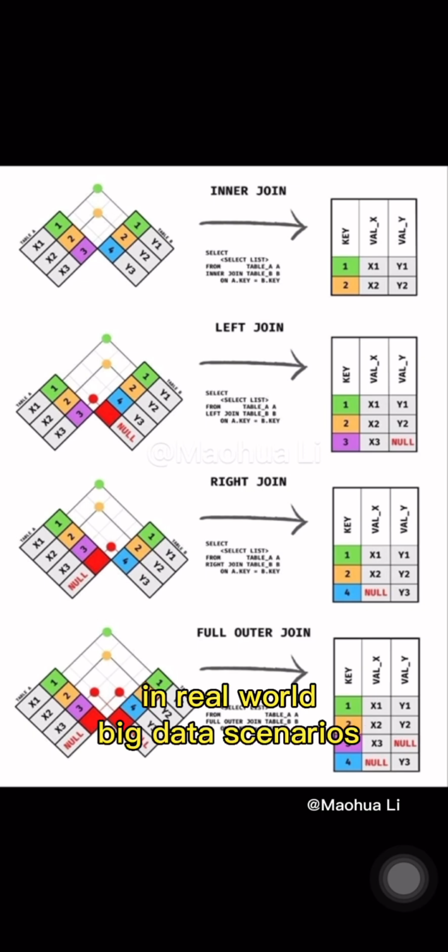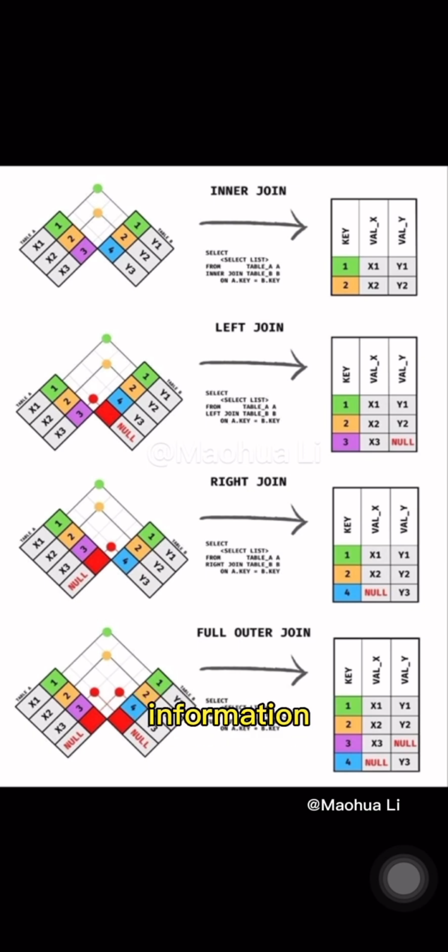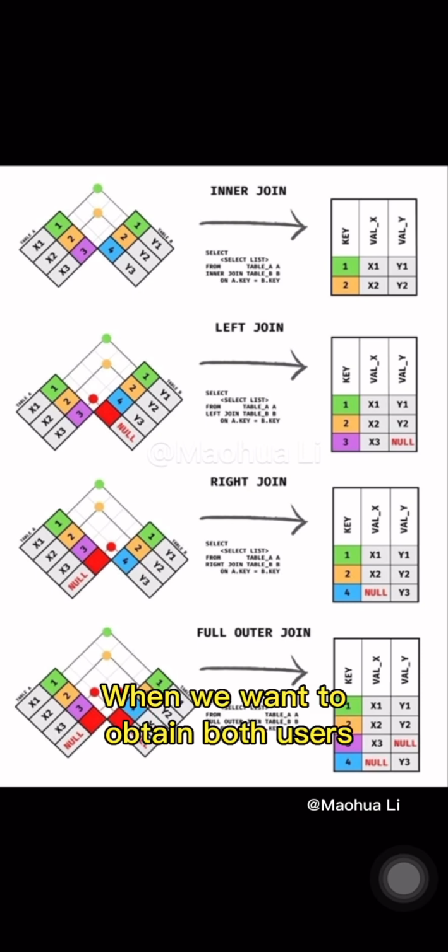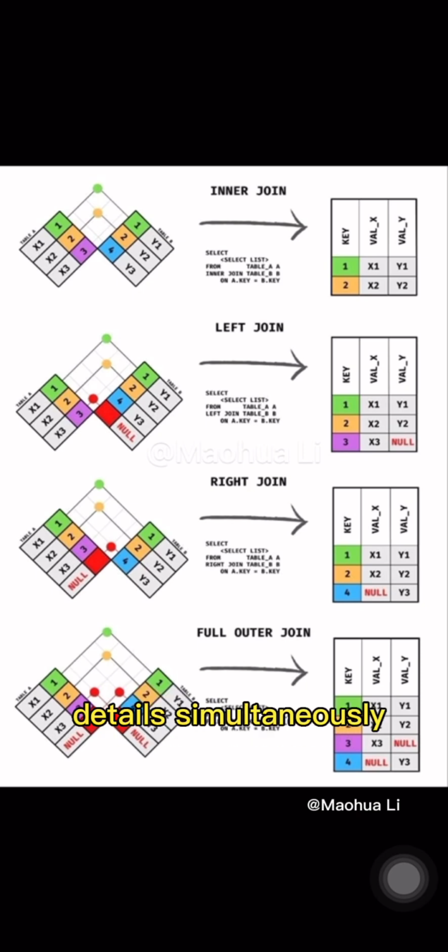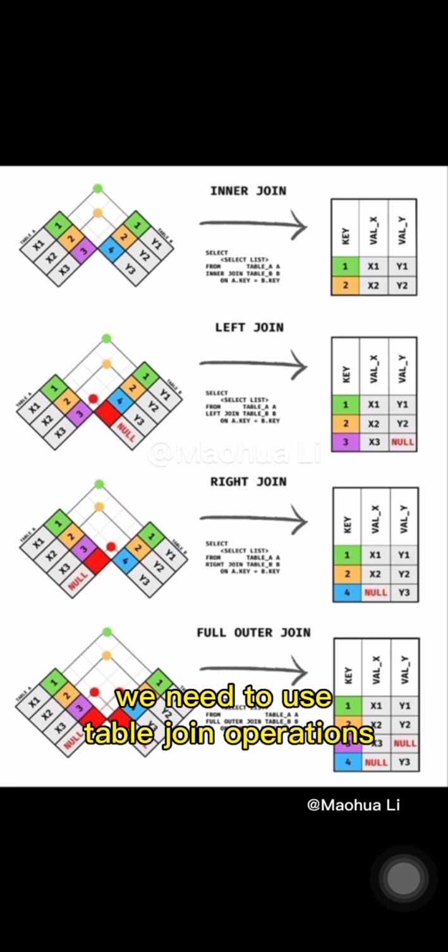In real-world big data scenarios, data is often stored in different tables. For example, one table stores users' basic information, while another stores their purchase records. When we want to obtain both users' information and their purchase details simultaneously, we need to use table join operations to integrate these scattered data for analysis.